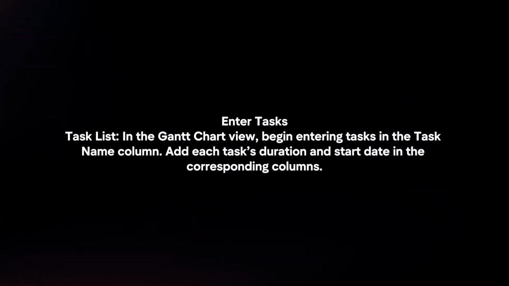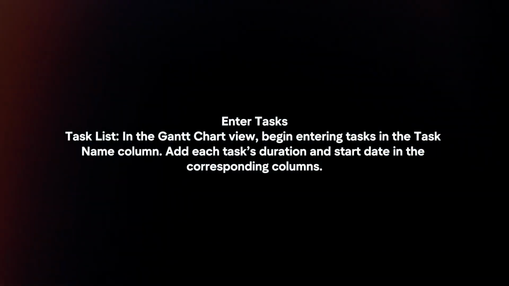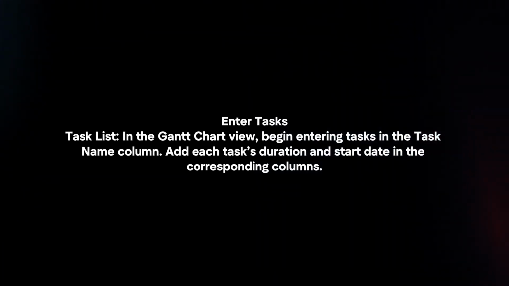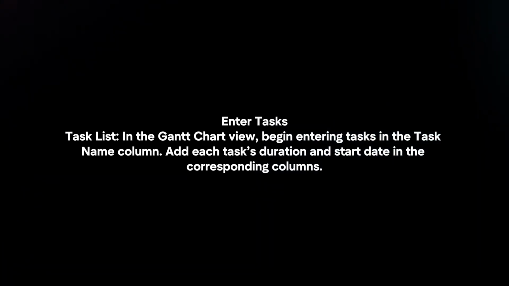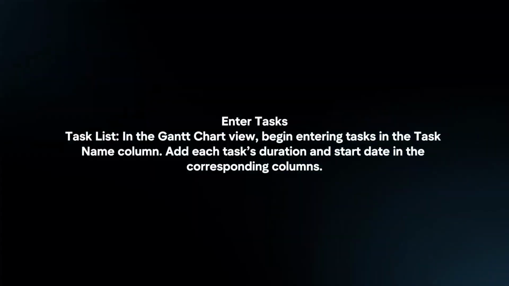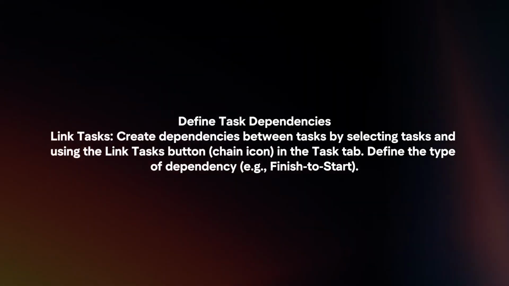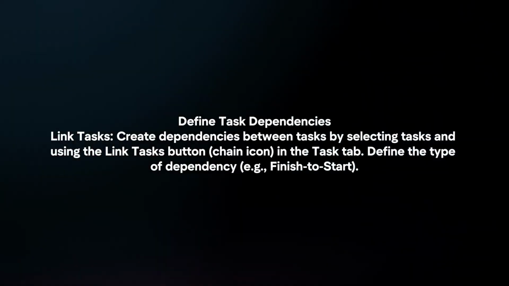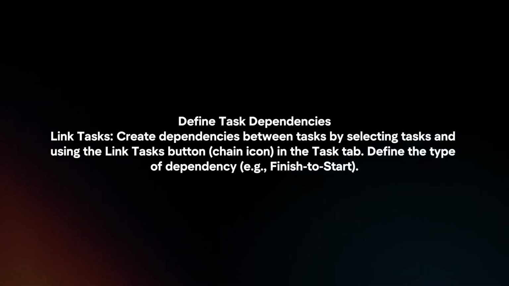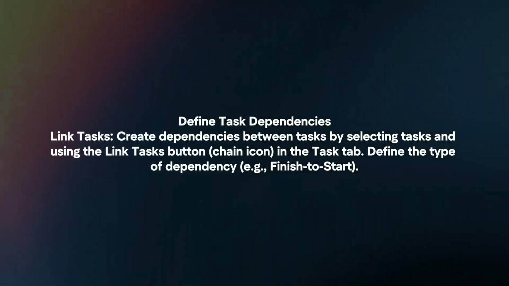Enter tasks. Task list. In the Gantt chart view, begin entering tasks in the task name column. Add each task's duration and start date in the corresponding columns. Define task dependencies. Link tasks. Create dependencies between tasks by selecting and using the Link Tasks button in the Task tab. Define the type of dependency.